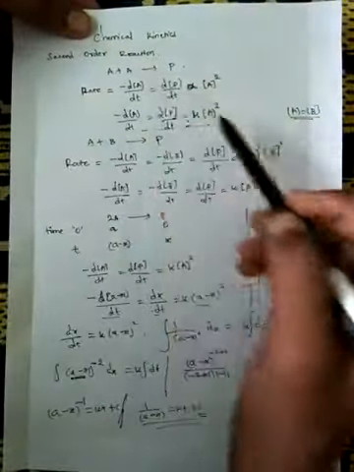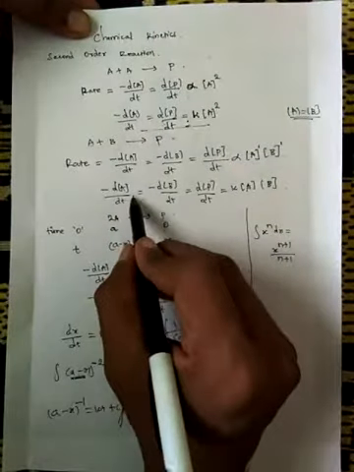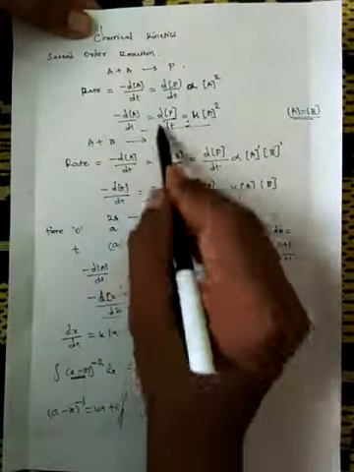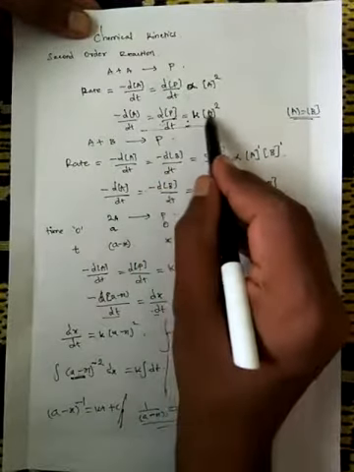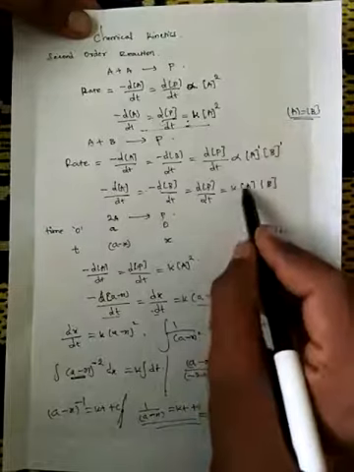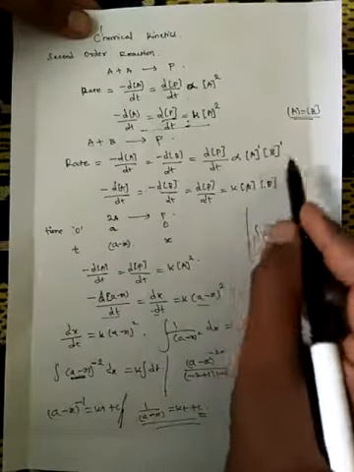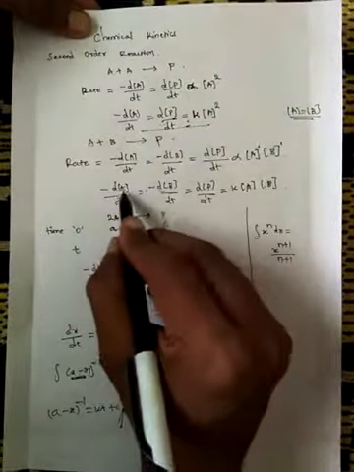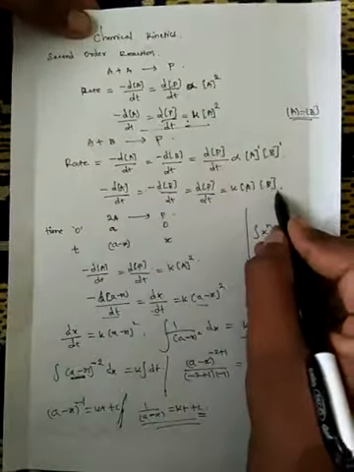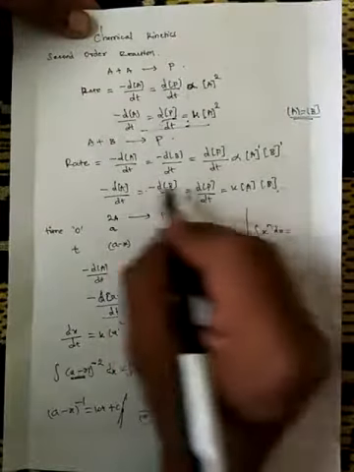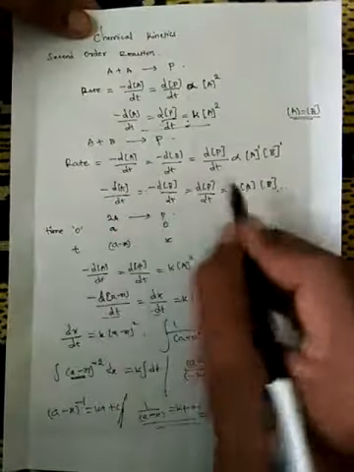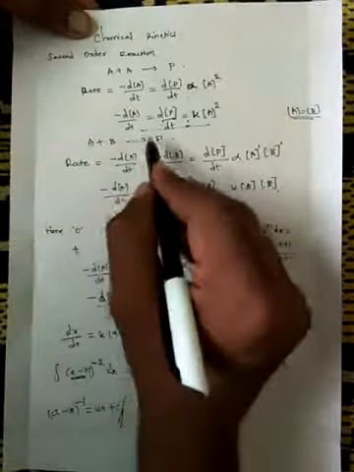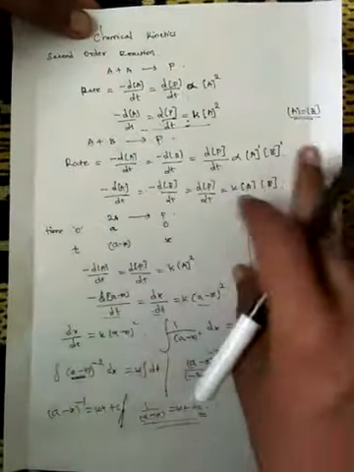It is not actually the same. If you look at their rate equation, they are not the same, right? This is concentration of A power 2, this is concentration of A power 1, concentration of B power 1. So I'll take this rate equation to derive a rate constant expression for this type of reaction. Let me proceed.